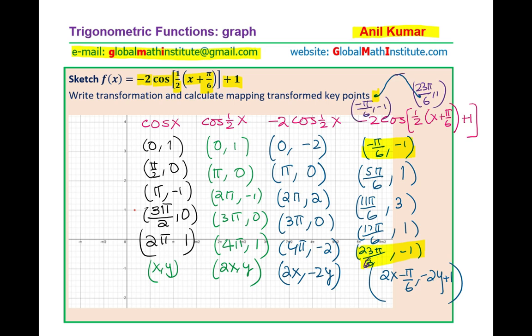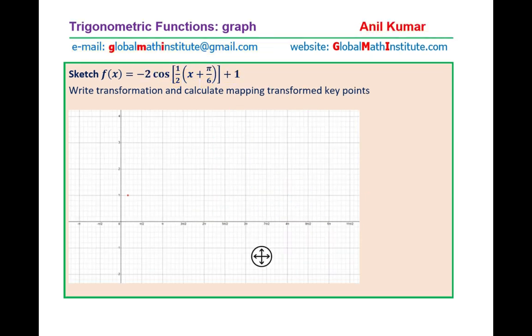The maximum value will be 11 pi by 6, pi by 6, 3. So that is going to be your graph. I hope you have understood the whole strategy, correct? So once you have the points, you can easily sketch the graph. Perfect. Now let me show how these points will look like on the graph.